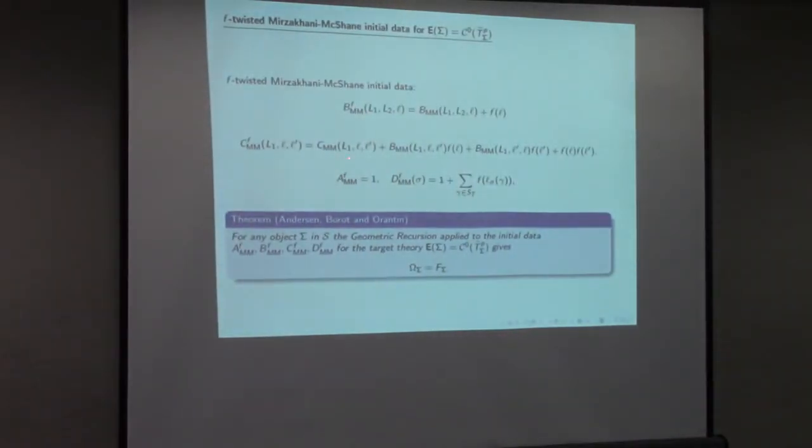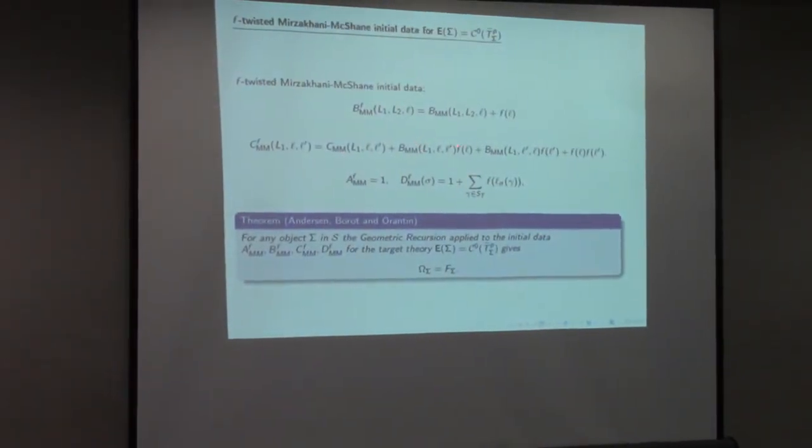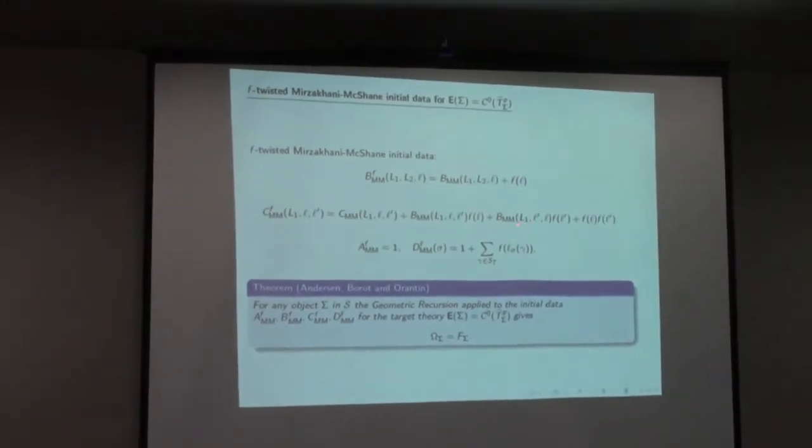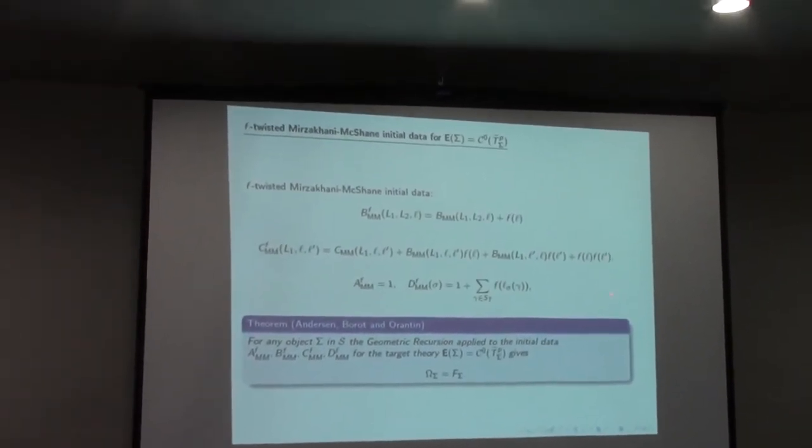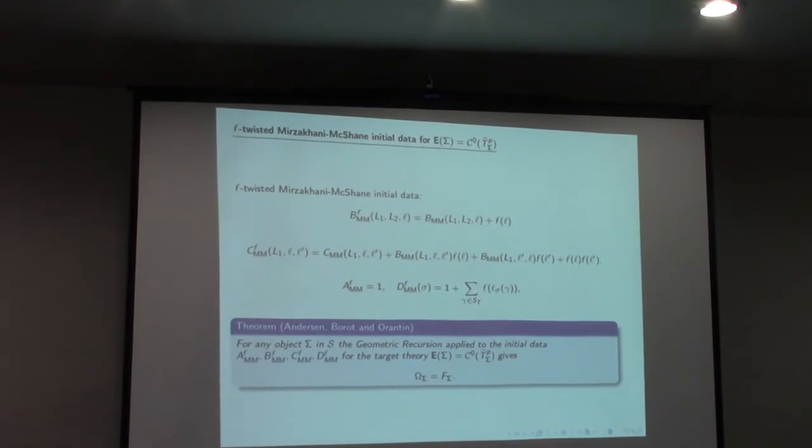Okay, and so what you do is you take Mirzakhani-McShane C, and then you couple it to F this way here with the B, and then finally just take the product of the F's on the two lengths. D you define the same way, just actually take its definition. And then the theorem is that if you run a geometric recursion with this initial data, you will get this function.